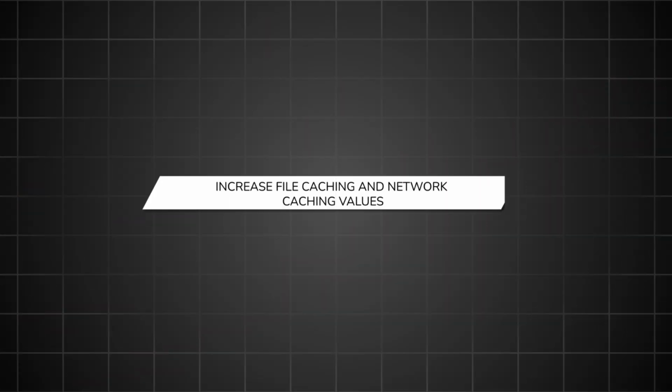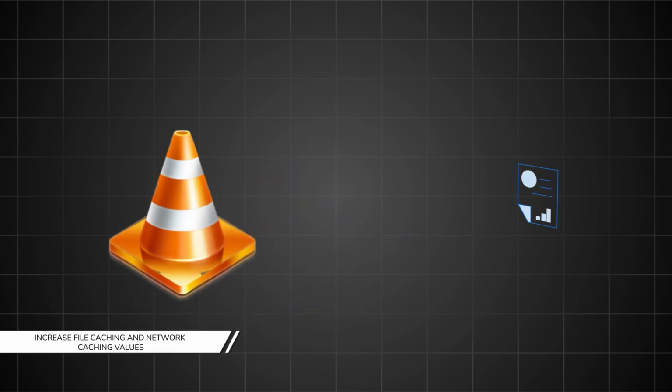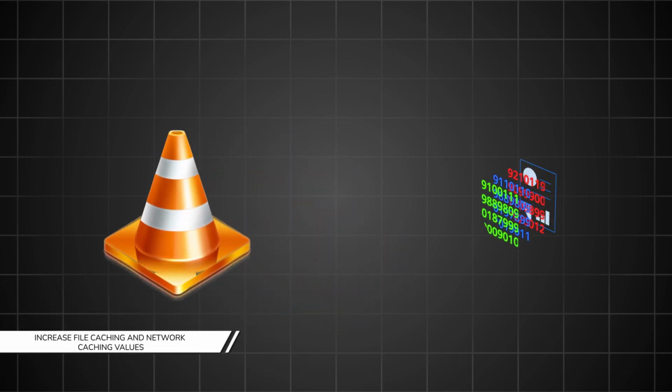Method 3. Increase file caching and network caching values. For a continuous video playback experience, VLC media player caches a small part of video. If VLC player fails to accumulate enough cache data, then it will result in YouTube video failing errors. You can increase the file caching and network caching values to fix the problem.